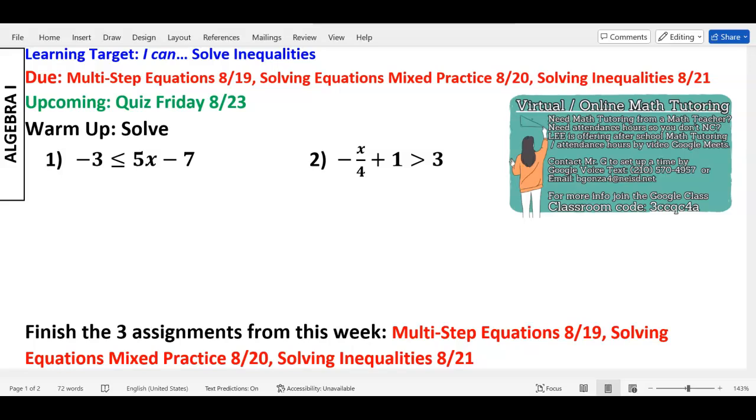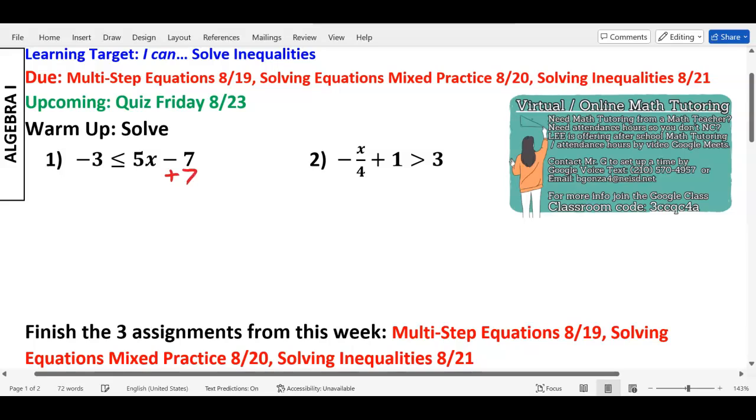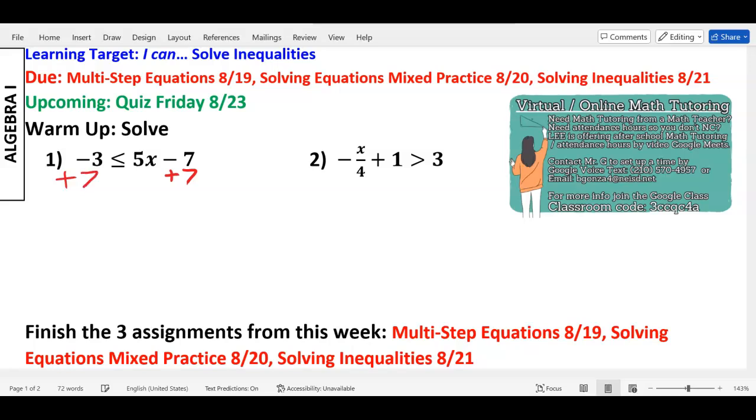But x is on the right side. So what on the right side do I need to get rid of first? The 5 or the minus 7? What do y'all think? The minus 7, I call it the loner. What's the opposite of minus 7? Plus 7. So go ahead and write plus 7 here. If you do it on one side, you do it on the other side. Okay. So minus 7 plus 7 are opposites. They cancel out. I like to scratch them out.